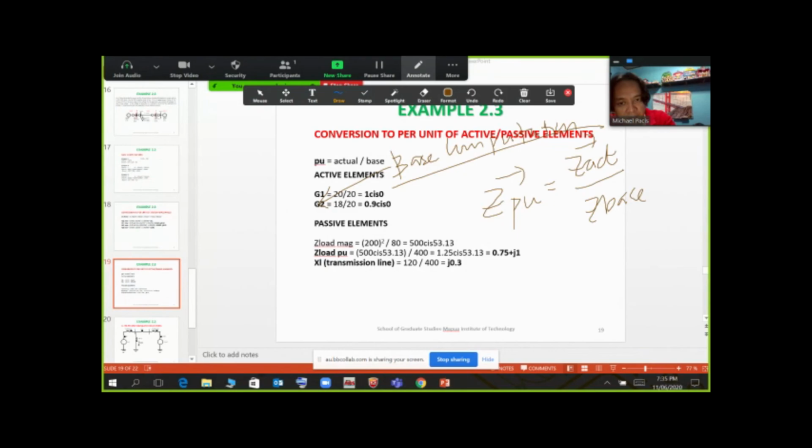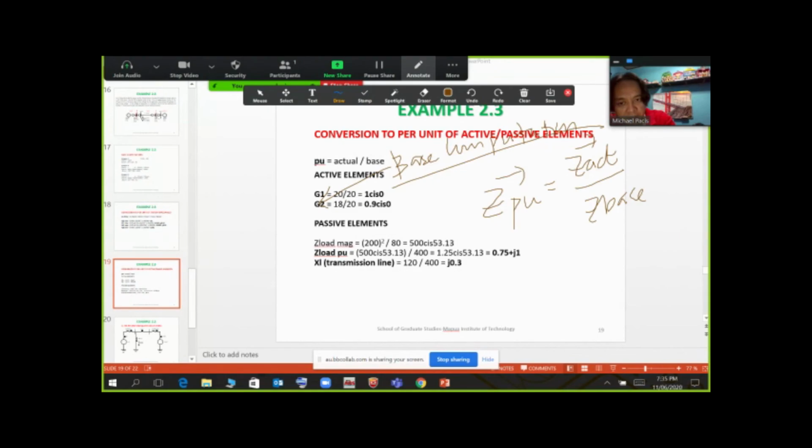And you divide it by whatever the value of your Z base at the second region, because the load is connected to the second region. You divide it by 400, and the answer is already here: 0.75 plus j1. And last but not the least, you can determine the transmission line impedance by having 120 all over 400, and the answer is j0.3. So all of the highlighted parameters that you are seeing on the slides are simply the parameters of your per unit equivalent circuit.